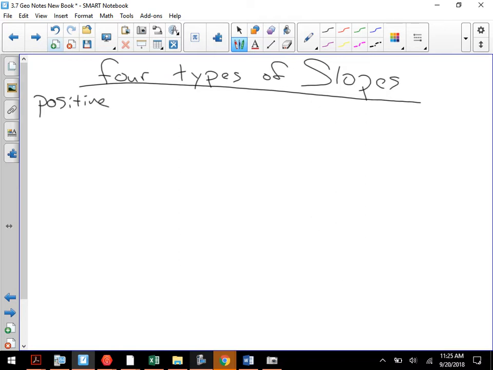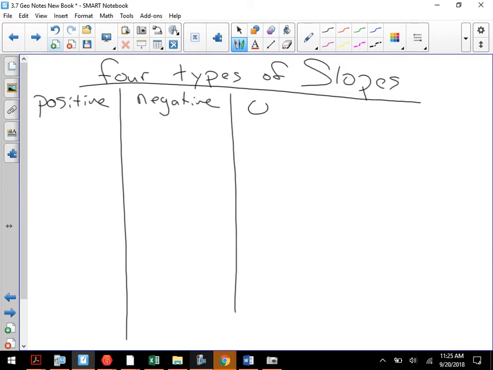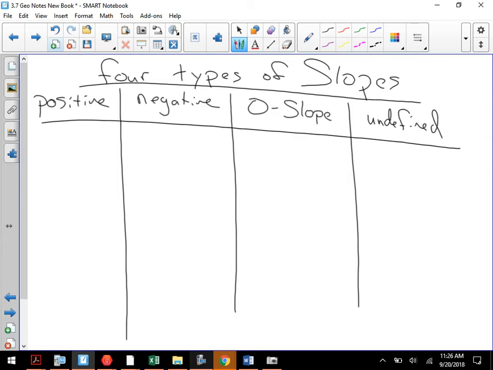There's a positive slope, which means that there has to be a negative slope, okay? Which means what's exactly halfway between all positive and negative numbers? Means there is a zero slope. And then last but not least, what is it? Very good. There's an undefined slope. Yeah, I'm going to show you an example.